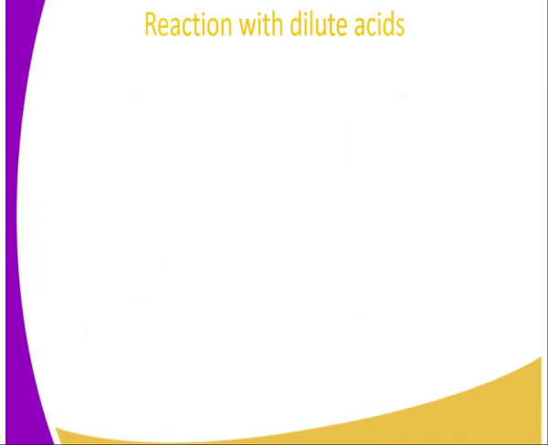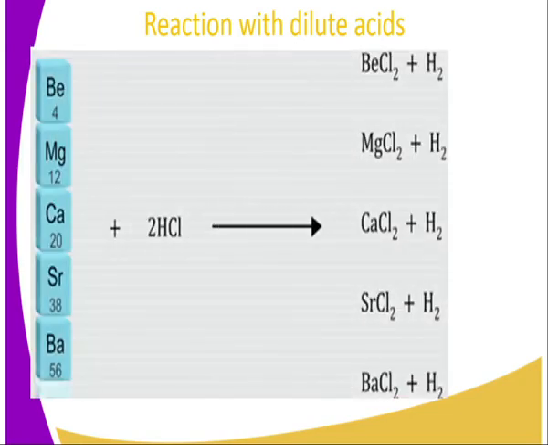So now, from that illustration, we can tell how magnesium burns in air. How do these alkaline earth metals react with dilute acids? We can follow the following equations to be able to understand. Beryllium, magnesium, calcium, strontium, and barium will react with dilute hydrochloric acid, giving us the respective chlorides plus hydrogen gas, as shown from the chemical equation.